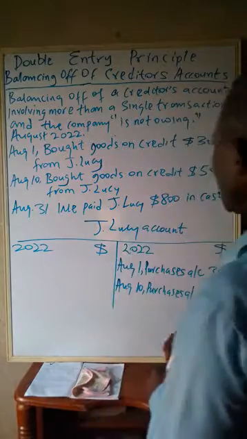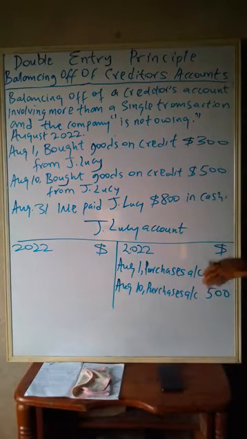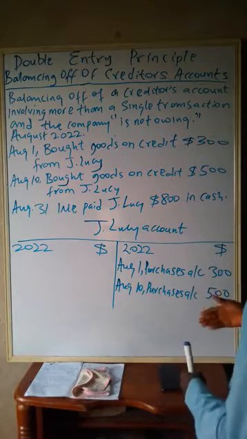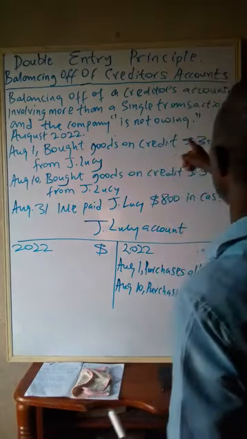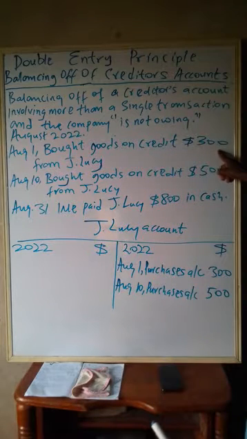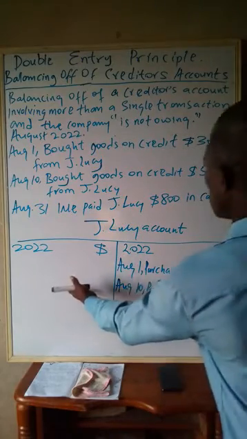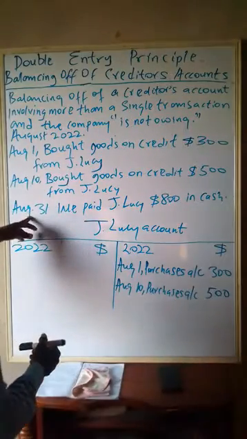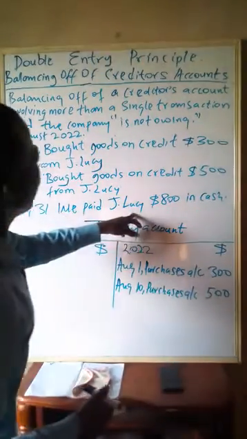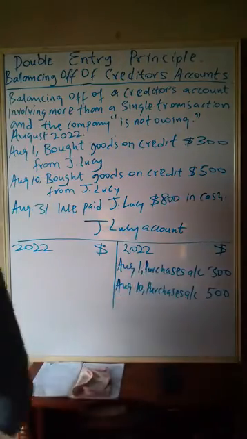Whatever is going to increase a liability account, you credit. What is going to reduce the liability account, you debit. So we bought 300 in the first place. We bought another 500. If you add it together, it gives us 800. So to reduce this amount, you go to the debit side. And what is that? August 31st, we paid J. Lucy $800. That means we have balanced up the account.